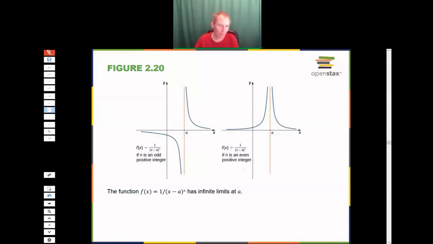So when I look at a graph where it's split like this, here we would write that the limit as x approaches a of f of x does not exist. But if they go to the same infinity, then we write the limit as x approaches a of f of x equals infinity.